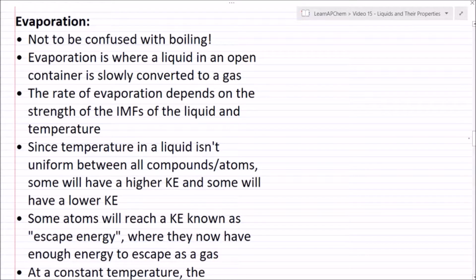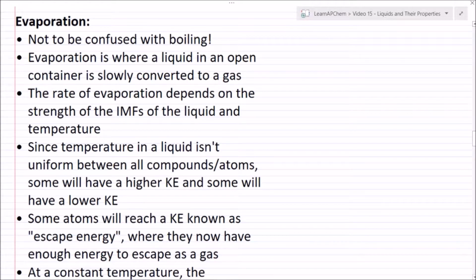Alright, so now let's talk about evaporation. And quick note, this is not to be confused with boiling. These are two very different things. So evaporation does not equal boiling. We'll talk about this a little more later. Alright, so evaporation is where a liquid in an open container is slowly converted to a gas. So let's say I have a jar of water, and this slowly evaporates and becomes a gas.